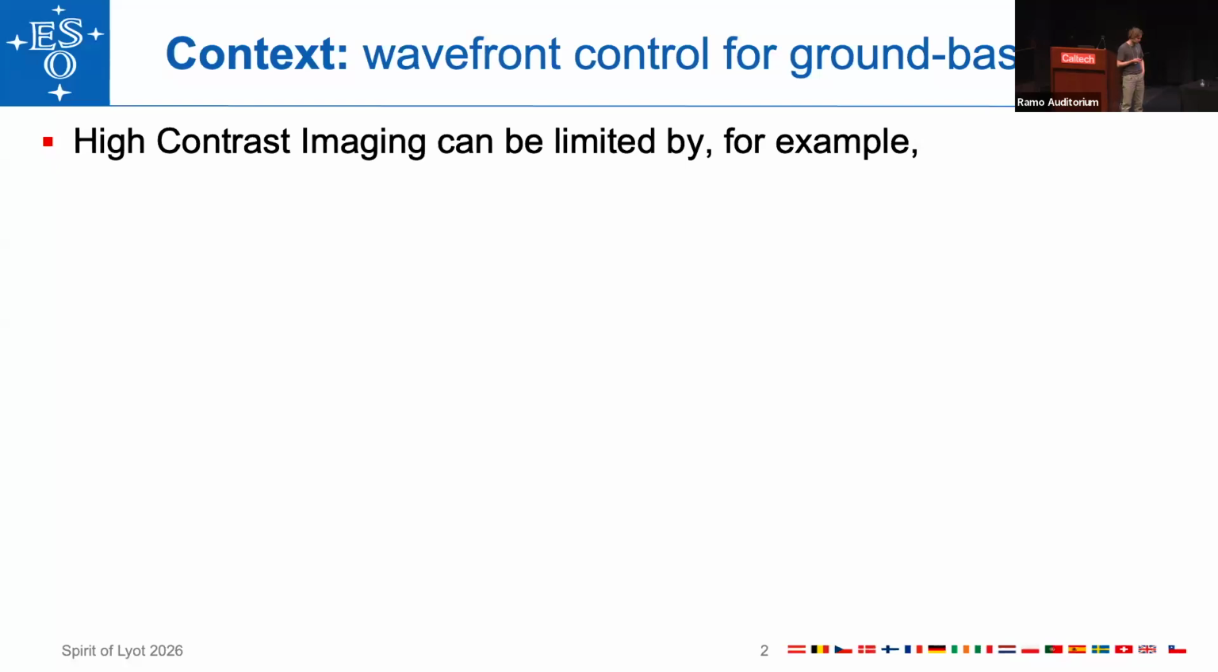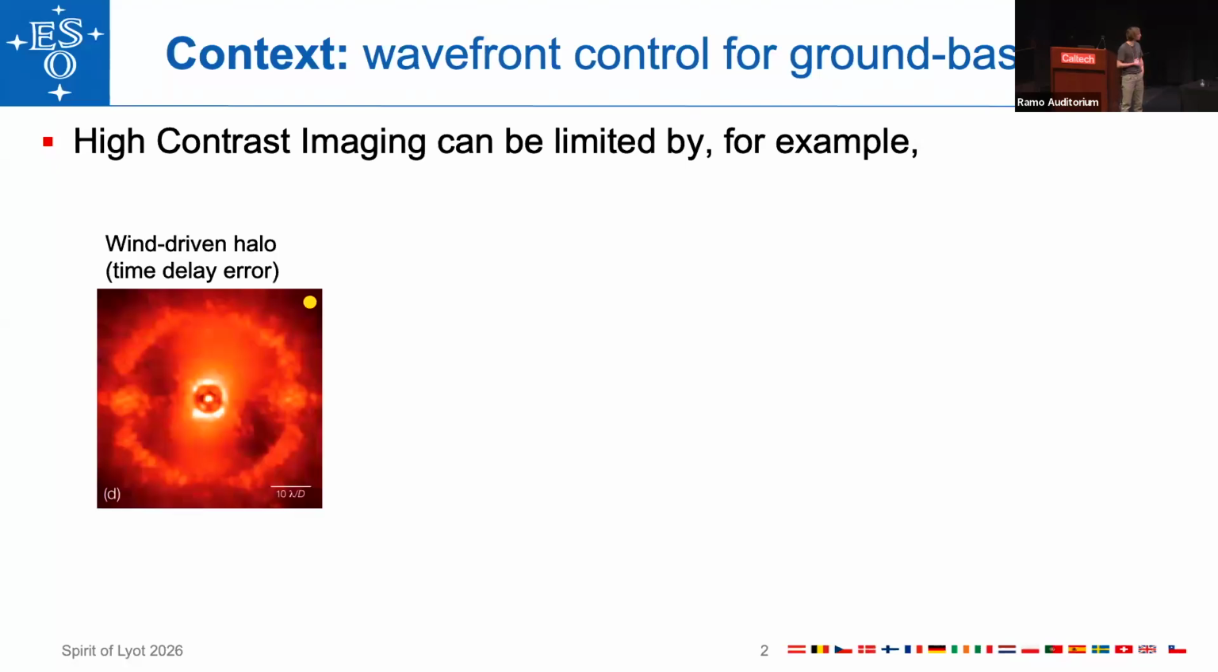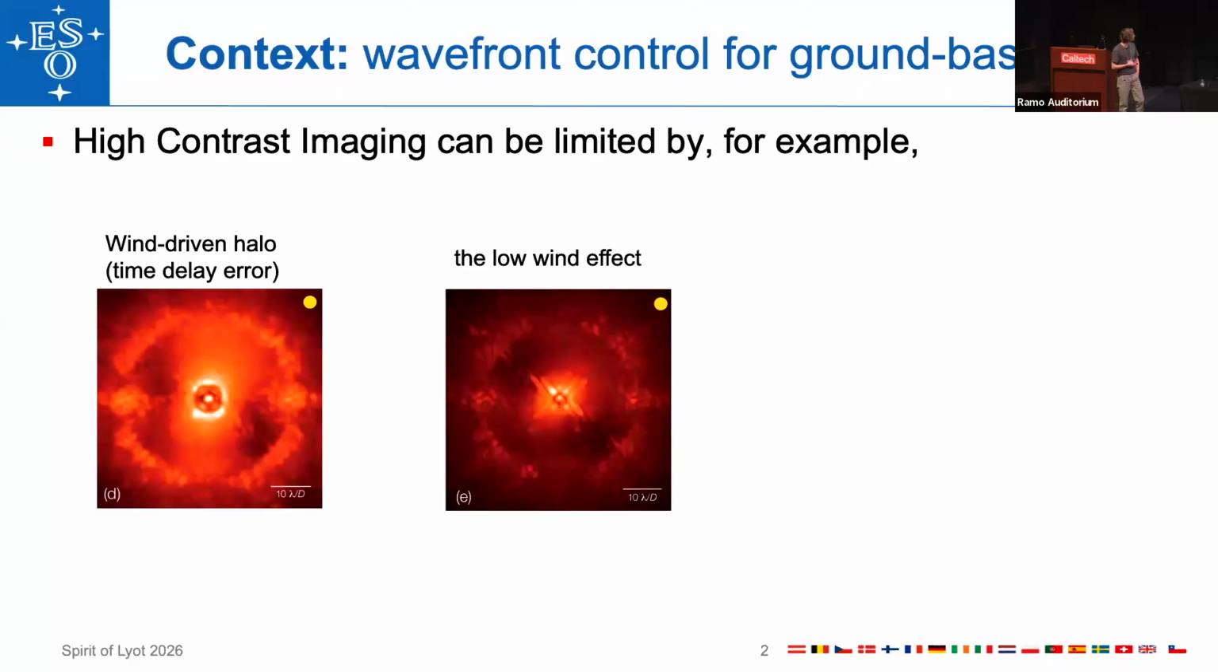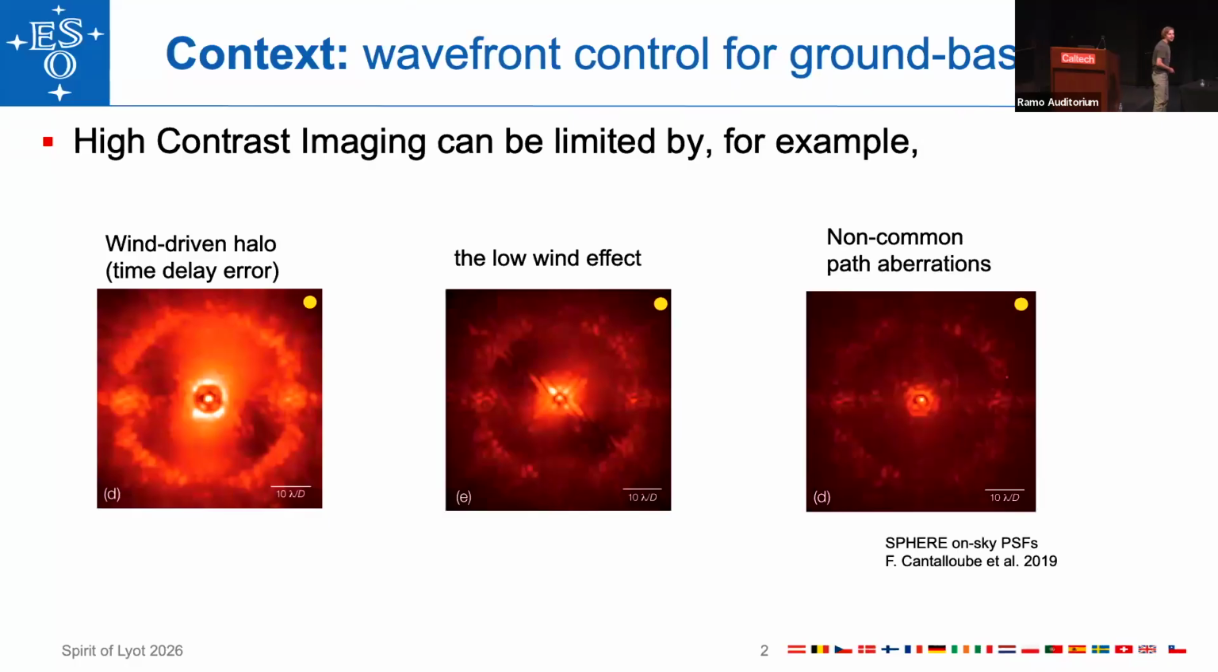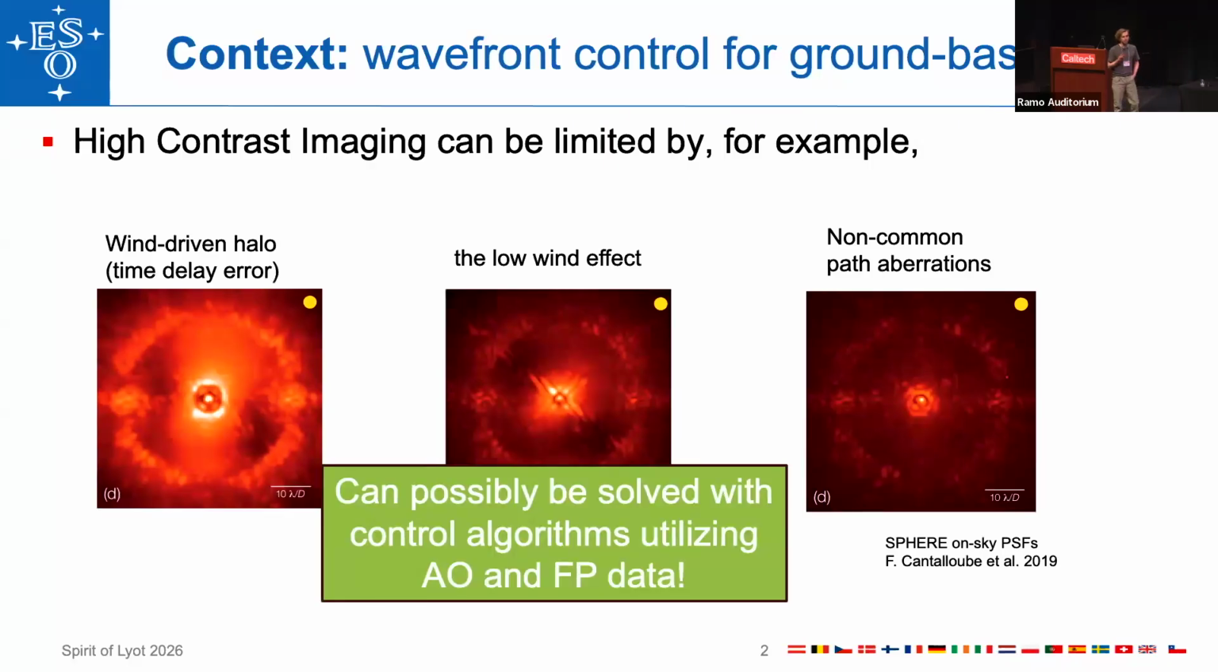So what could go wrong? Maybe we have a strong wind, and we end up with this wind-driven halo. That's bad. Maybe we don't have a wind. We end up with low wind effect. That's bad. Or maybe everything works just fine, but we are still limited by the known common path errors. So what I try to do is solve these problems with algorithms. So no hardware.